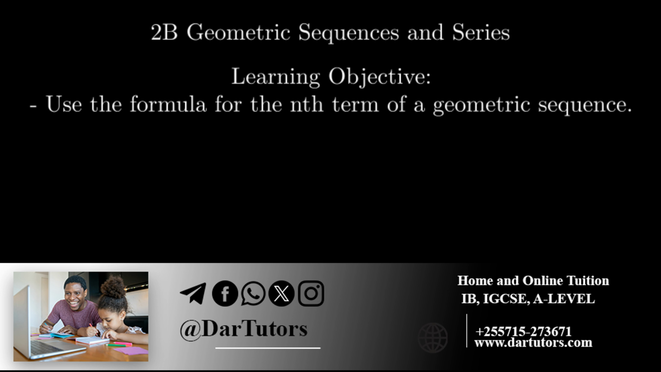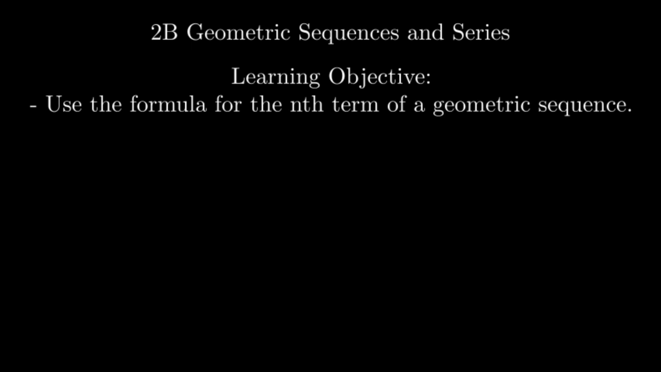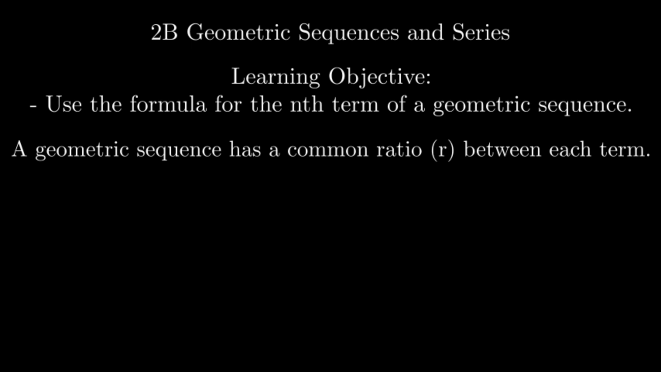Our objective is to use the formula for the nth term of a geometric sequence. So what makes a sequence geometric? Unlike an arithmetic sequence where we add a common difference, in a geometric sequence we multiply by a constant value to get from one term to the next. This constant multiplier is called the common ratio, which we denote with the letter r. In other words, to get any term, you multiply the previous term by this common ratio. Let's look at a few examples to make this clear.